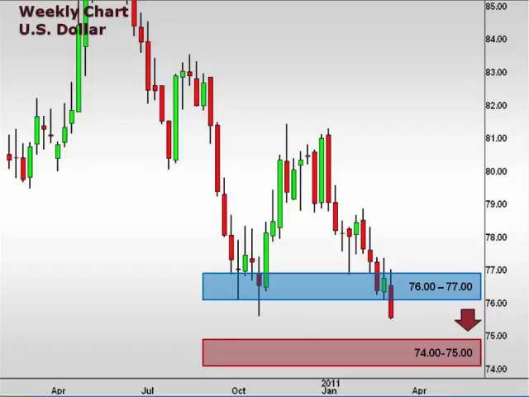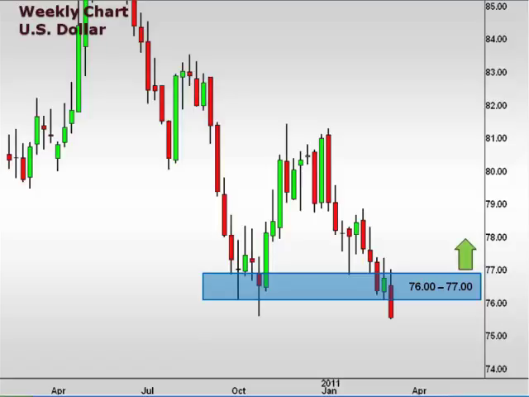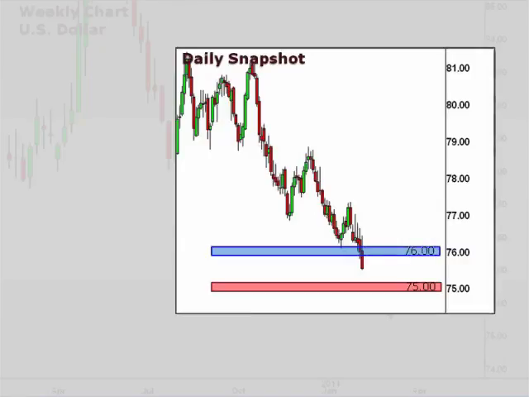Now, we still need to see a break above 77 to support a reversal in the current U.S. dollar downtrend. Let's take a quick look at a daily snapshot. We can see here that a retracement up to 76 may indeed be a probability after such a significant close to the downside on Friday. However, failure to hold above that 76 level is likely to reverse and test 75 for support.